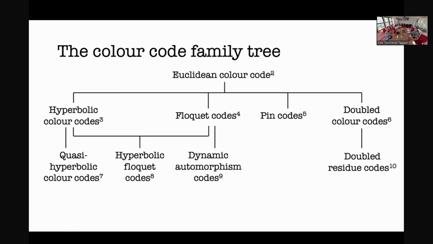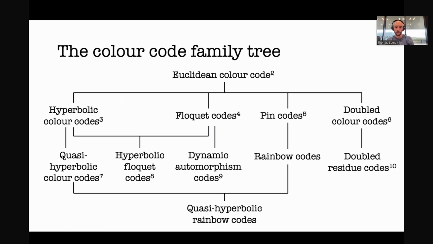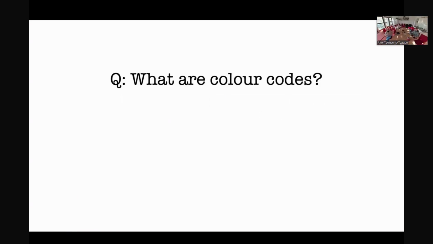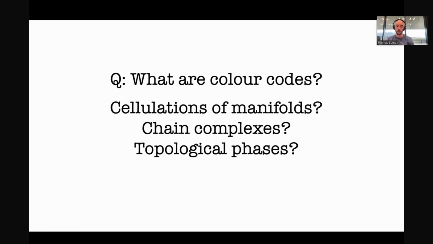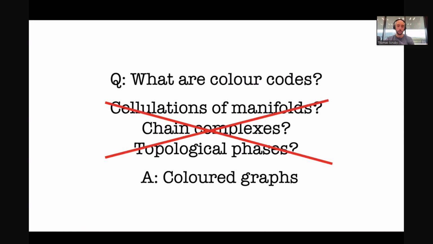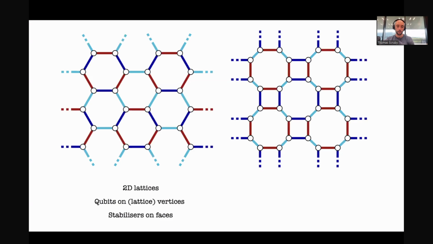But anyway, what we're going to be doing is adding a little bit coming from the pin codes, and we'll also combine this with the quasi-hyperbolic codes from Guanyu Zhu and some other people from IBM. But maybe a better question is what are color codes? You can give many answers about how they're cellulations of manifolds, or chain complexes, or topological phases, or whatever. But I don't really want to think of any of this. I just want to think of it as a colored graph, and also 2 numbers.